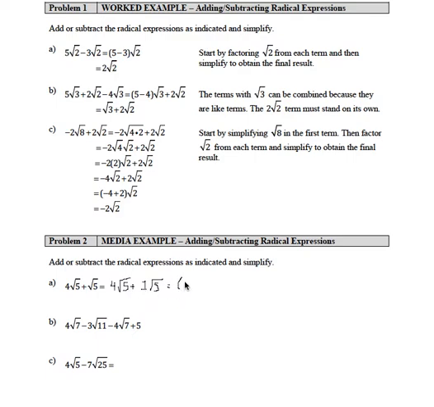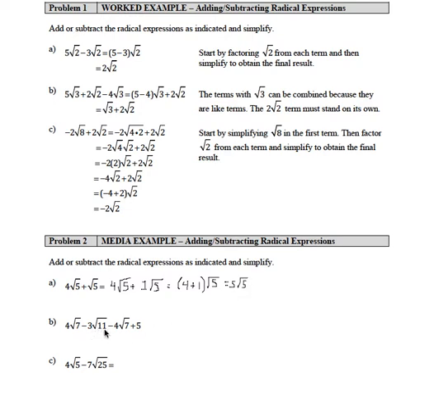So here's how I'm going to write the next step. 4 plus 1 times the square root of 5. So I've just pulled out the coefficients of the square root of 5 terms. I'm going to add them together because these are called like terms. If the radical part is the same, then I can combine the coefficients. This gives me 5 times the square root of 5.